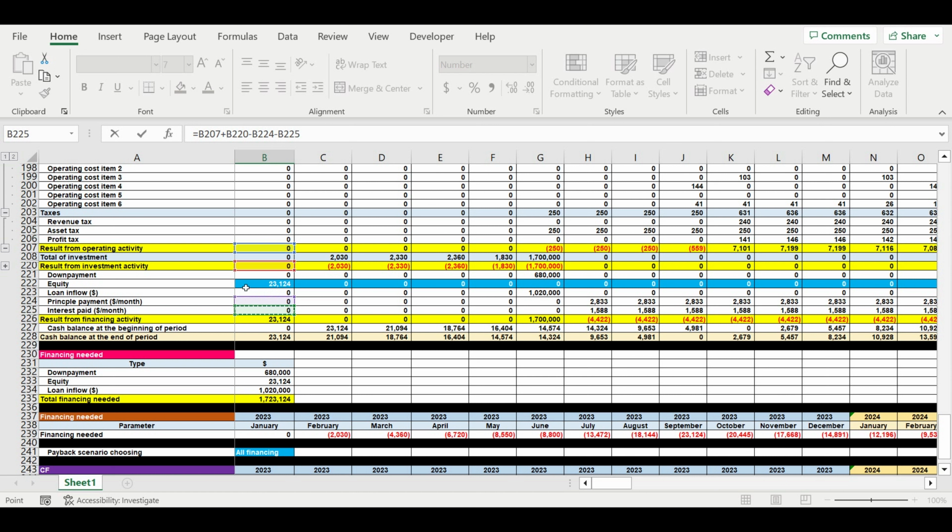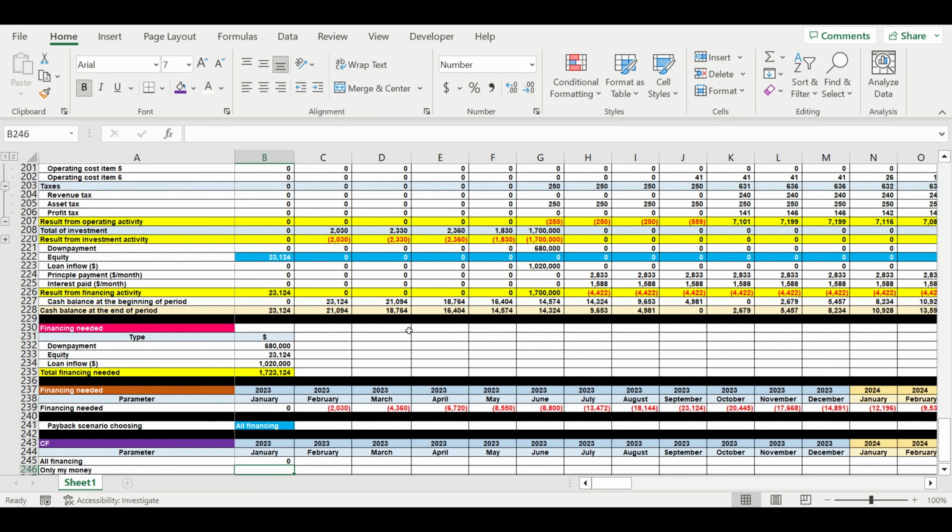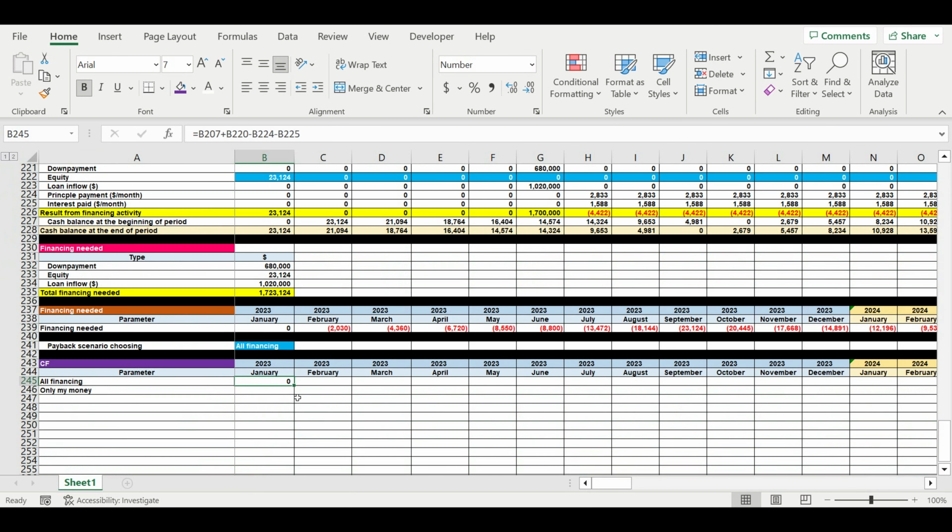So I'm not taking all the inflows that may affect it. If I add this down payment, equity and loan inflow, I won't be able to see if the project itself generates enough cash to compensate all that we invested. So I'm pressing enter, then I'm extrapolating this formula to the right, then I'm making this formula cumulative.